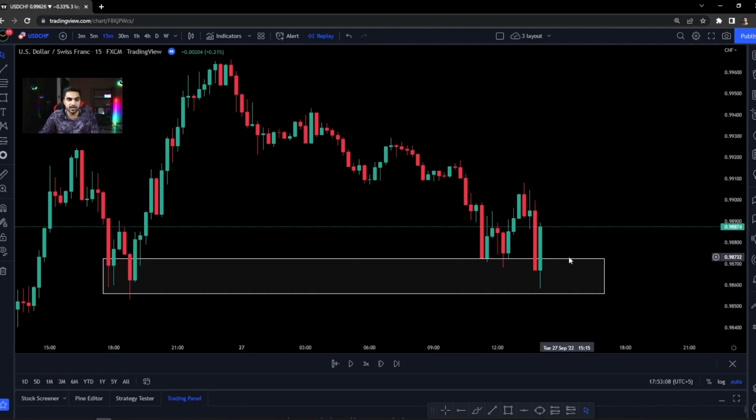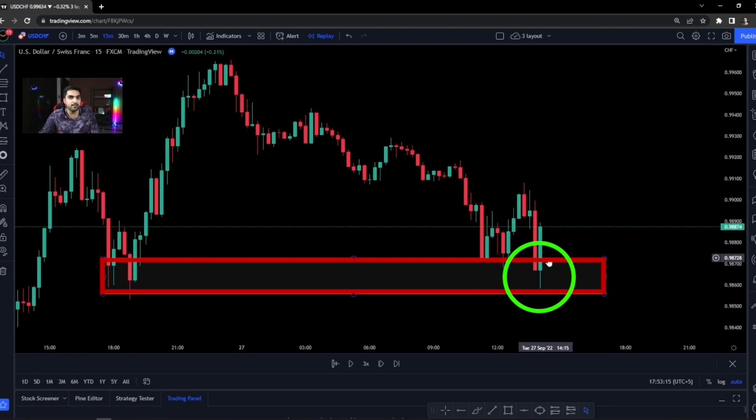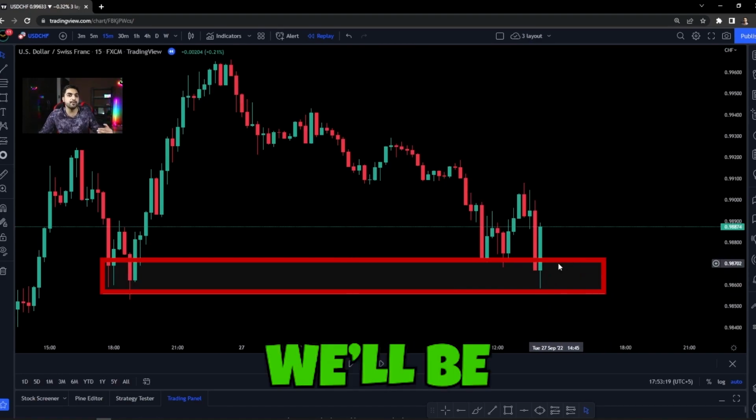So we are just going to wait and see if the market will come to this level of demand, from where we just had a rejection. If we come to this level again and we see a lot of struggle from the sellers, then we will be taking a buy.